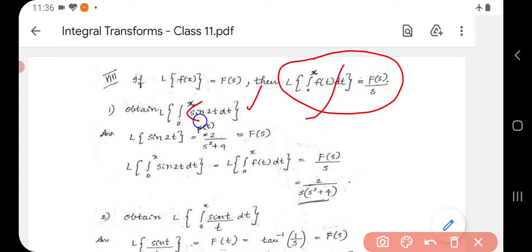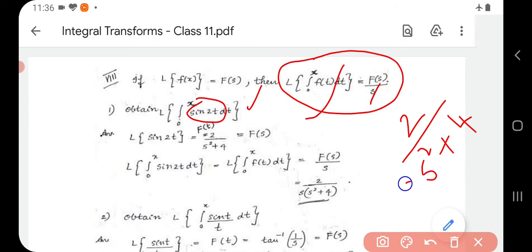So first, you find the Laplace transform of sin 2t. What is the Laplace transform of sin at? You have already studied, it is a by s square plus a square, right? So here in place of a you are having 2, so 2 by s square plus 2 square. Okay, that is your answer. Now you just divide that answer, 2 by s square plus 2 square (here they have written it as 4), by s. So this will be your answer.